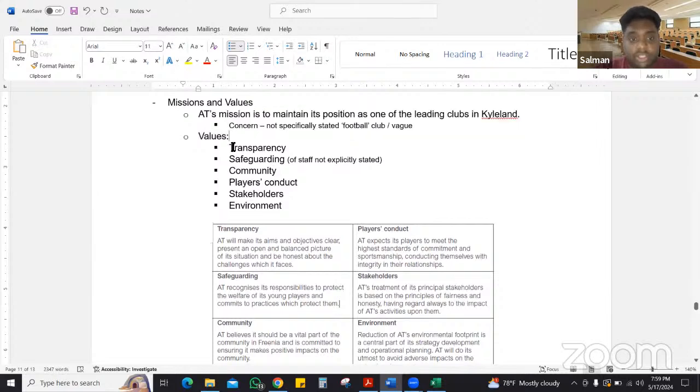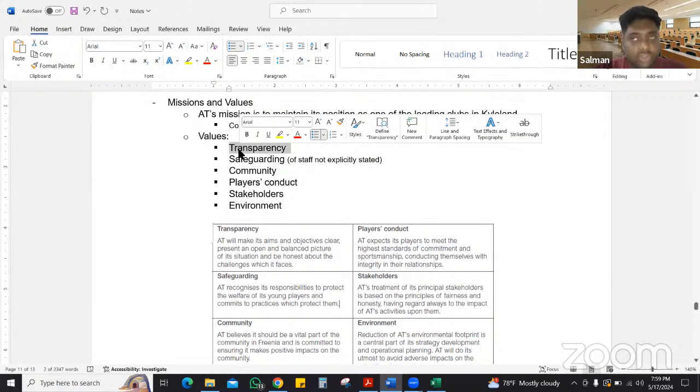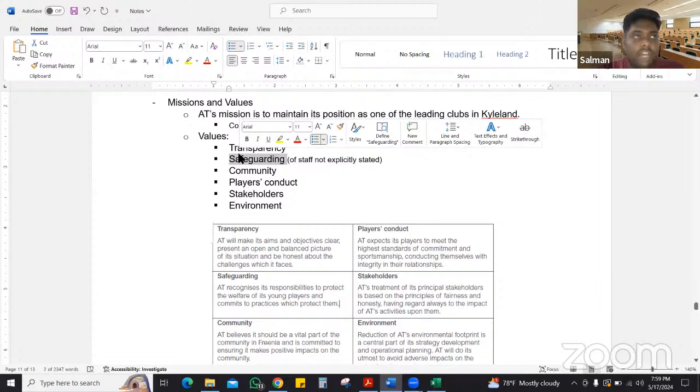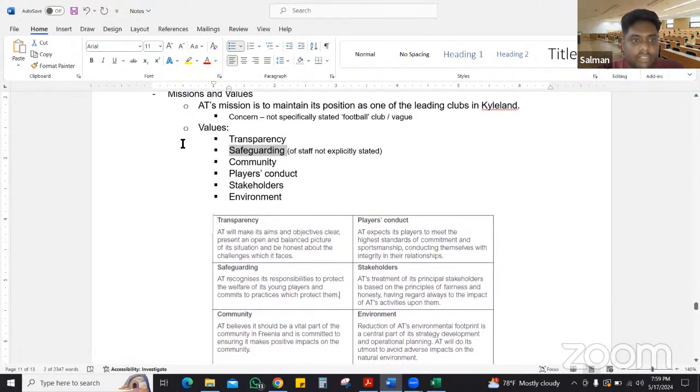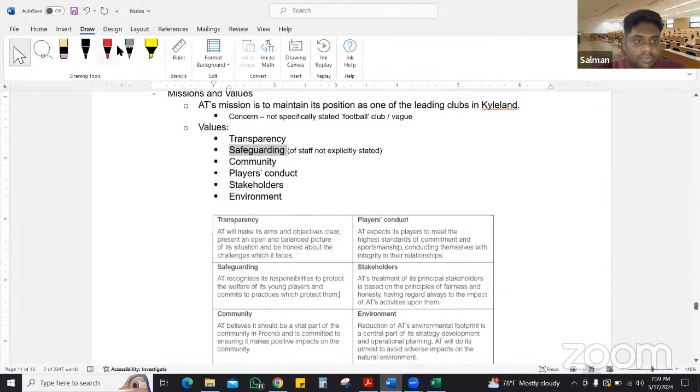Values of AT, good. Transparency. What is transparency? Any activity done is not hidden, it's transparent. They have also given safeguarding, so here are the descriptions. AT recognizes its responsibility to protect the welfare of its young players and commits to practice which protects them. So it's about protecting only players. What about the coach? What about the staff? This is something that can be thought about.